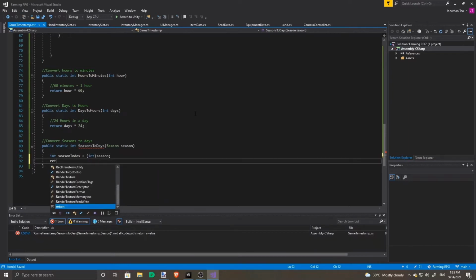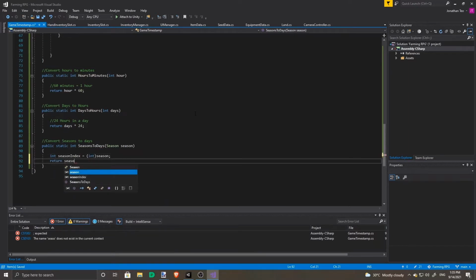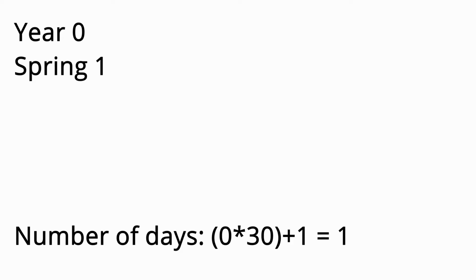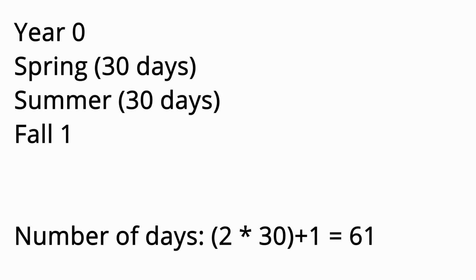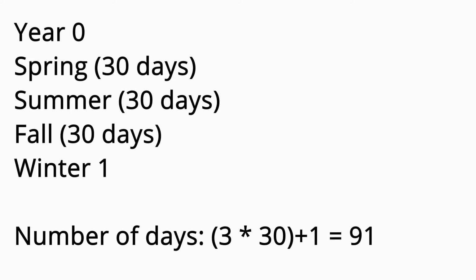Why is it that we can just multiply the integer of our enum by the days? Because the year starts from 0. So in our first season, whatever the value of the day is the season, right? 30 days haven't passed yet. But by the time we reach summer, 30 days from spring has already passed. So it's 1 times 30. Likewise, fall, 2 sets of seasons have already passed. So it's 2 times 30 and so on for winter as well.